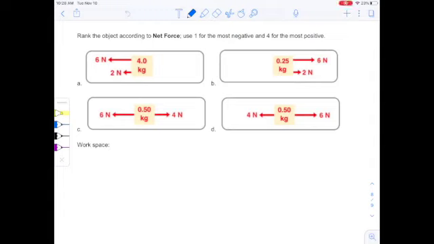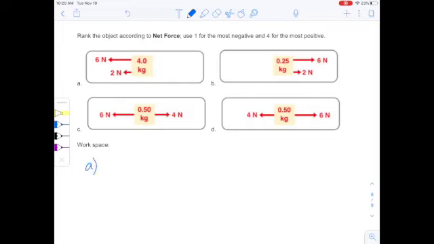I'm going to show you how to calculate net force and then acceleration for this ranking task game that we played on physicsclassroom.com. So the question says rank the objects according to net force. Use 1 for the most negative and 4 for the most positive. So the first thing we want to do is figure out what the net force is for each of these. So I'm going to go ahead and label down here.